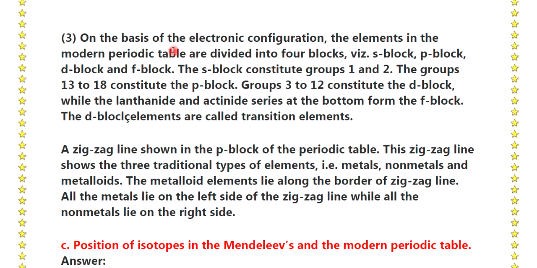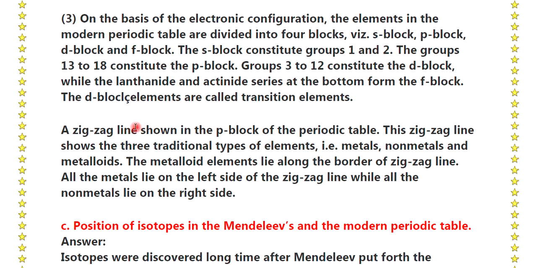On the basis of the electronic configuration, the elements in the modern periodic table are divided into 4 blocks, that is s block, p block, d block and f block. The s block constitutes groups 1 and 2. Groups 13 to 18 constitute the p block, groups 3 to 12 constitute the d block, while the lanthanide and actinide series at the bottom form the f block. The d block and f block elements are called transition elements.